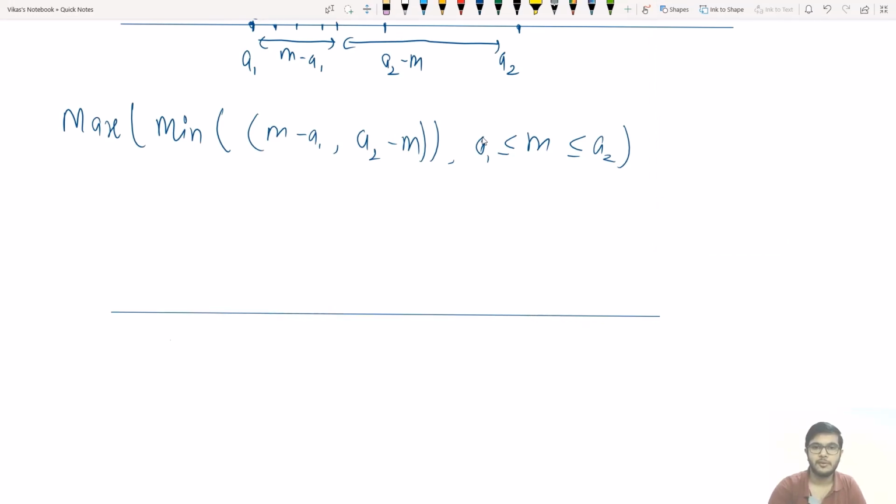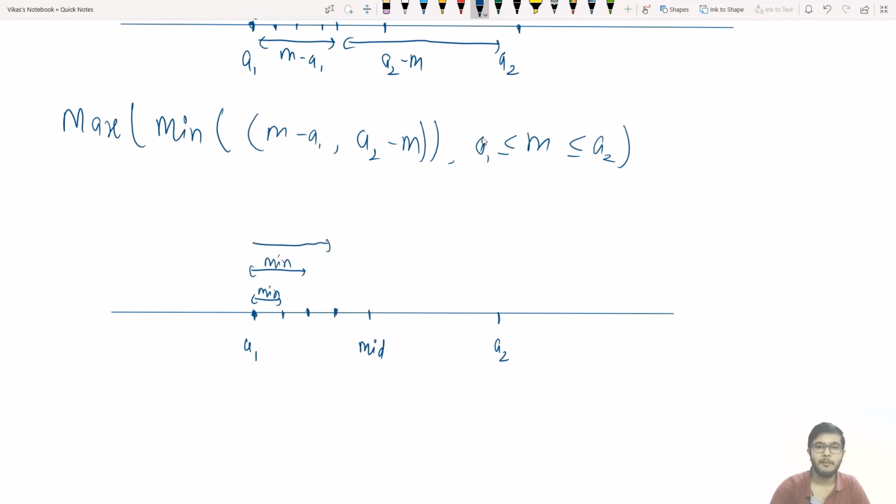Let me just draw another number line. These are the two points a1 and a2, and let's say this is the midpoint. Now if my m is at a1, my minimum is 0. If my m is here, my minimum is this one, so it is increased, greater than the previous min. If my m is here, it is greater than the previous one. If my m is at the mid value, then my minimum is greater than the previous one.